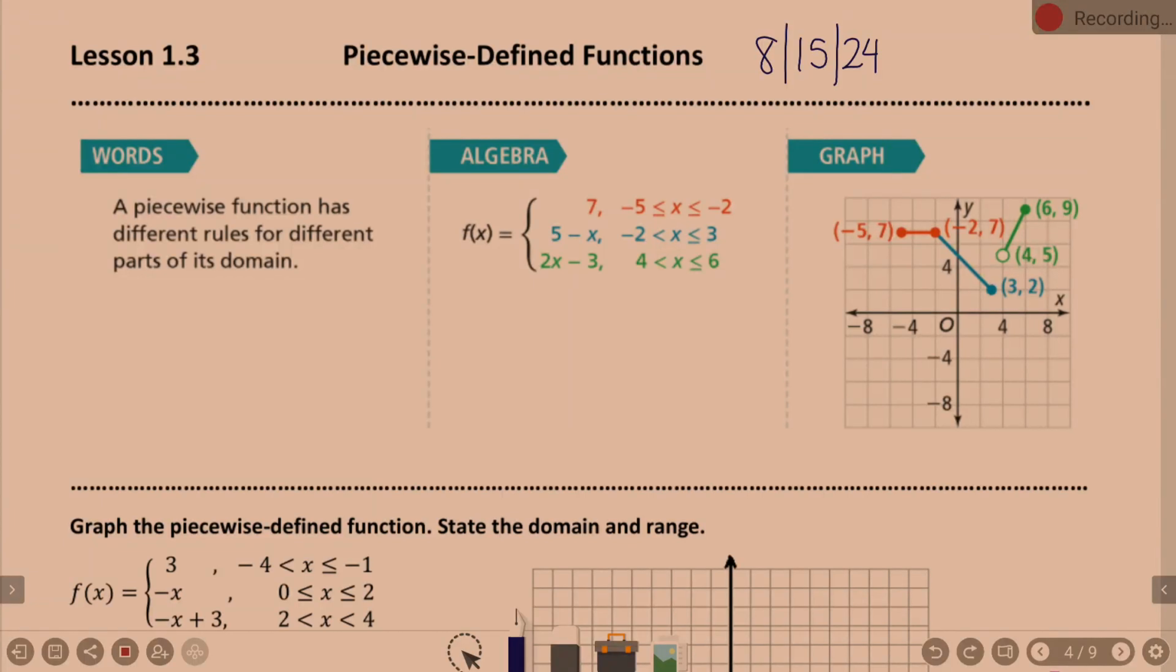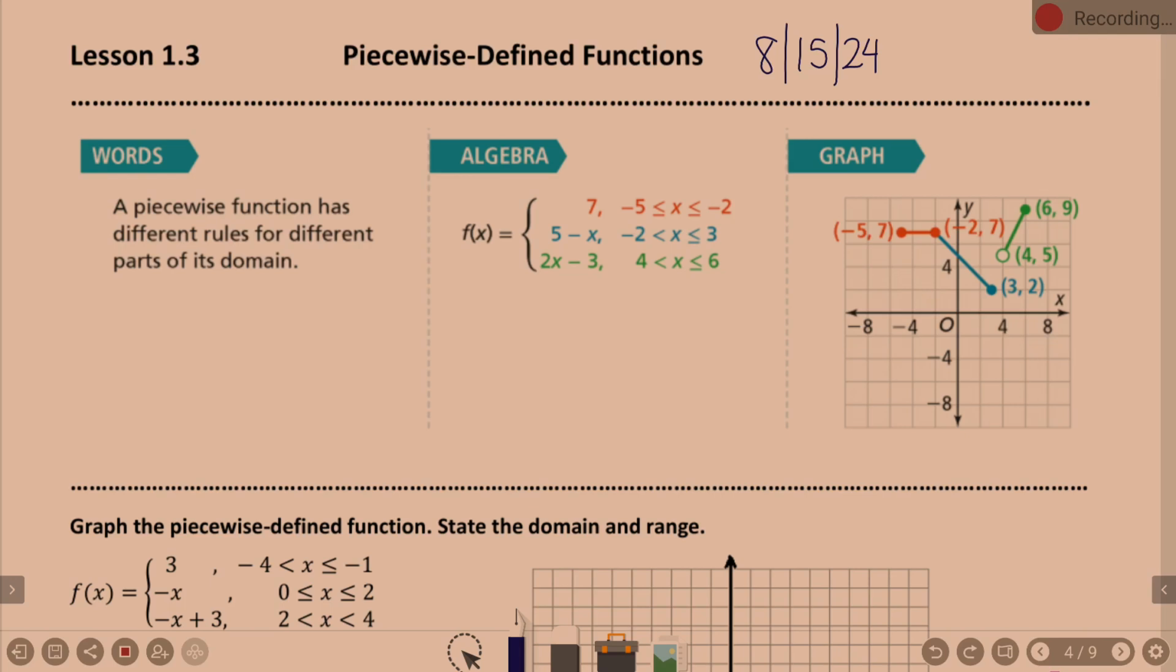Okay, guys, we are looking at lesson 1.3 today, which is piecewise defined functions. They're piecewise defined functions because they are in pieces. So the graphs are going to kind of look a mess. There's a piece here, a piece there, just multiple pieces wherever. The equations are in pieces also.